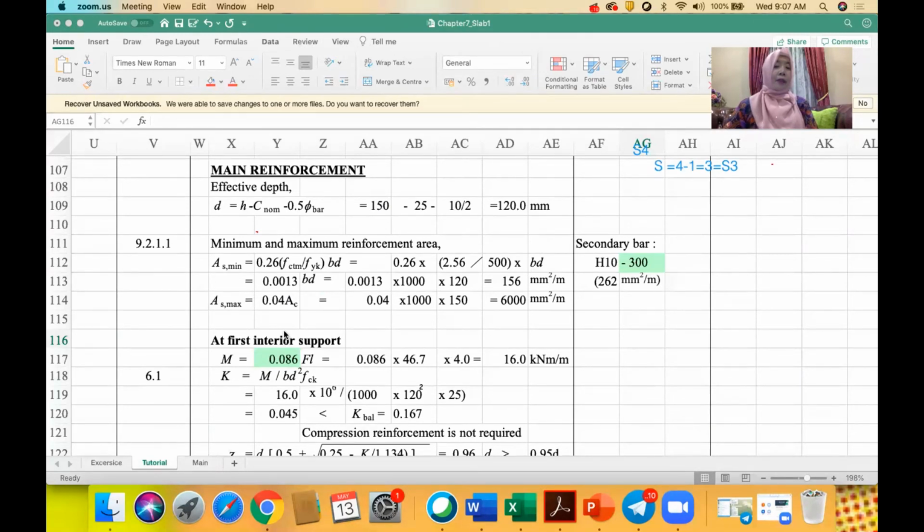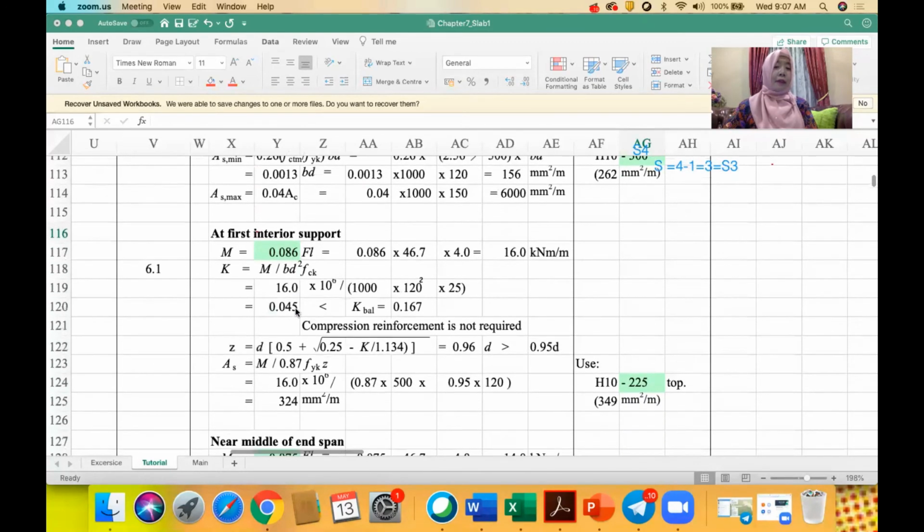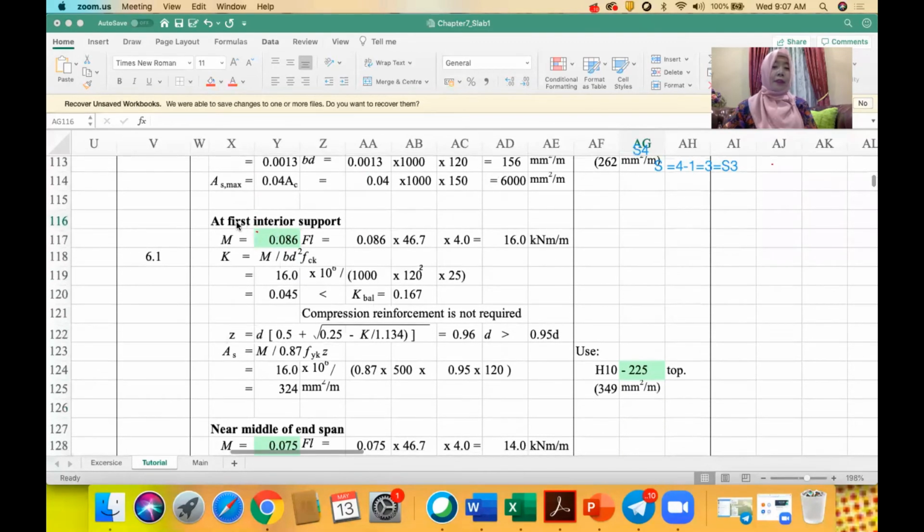Okay, so we must remember that we have 4 moments. Every moment that we have designed, we will produce a steel area, and the steel area must be within this range, AS min and AS max. Therefore, the first one we go is the first interior support.